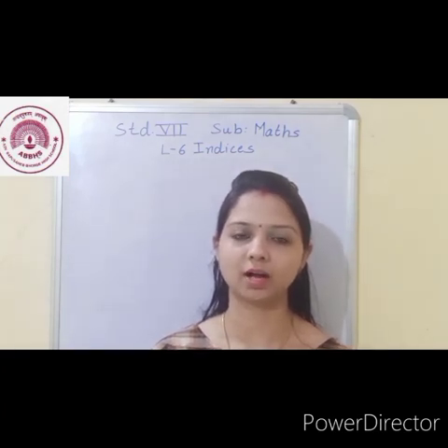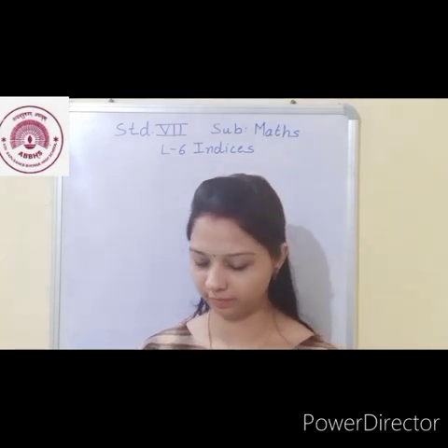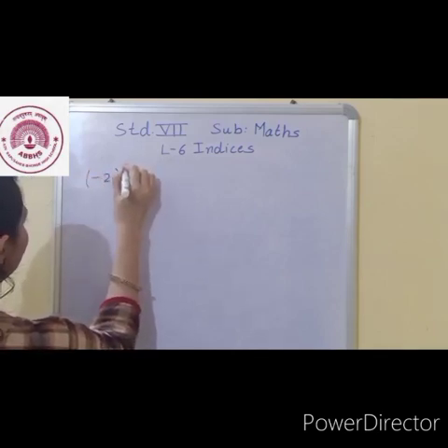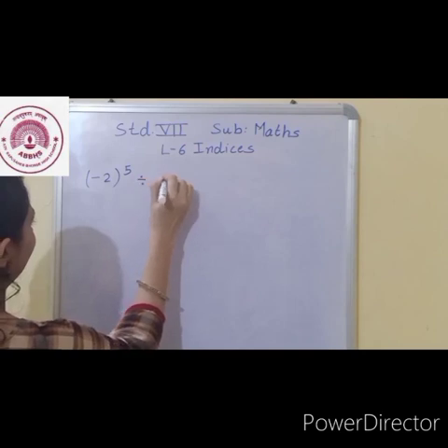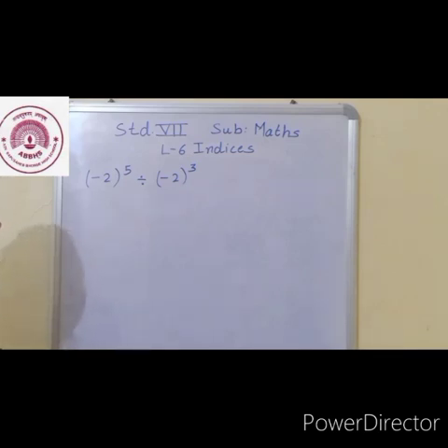We have learnt how to carry out multiplication of indices having same base. Now we are going to learn how to divide indices having same base. For example, minus 2 raised to the power 5 divided by minus 2 raised to the power 3. Now, we are given these two index forms. Now tell me, what is the base in these two indices? Yes, base is minus 2.